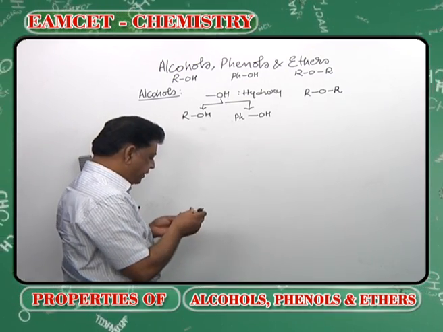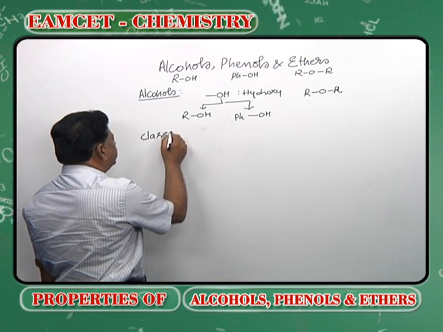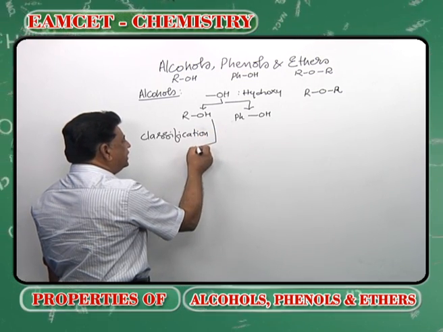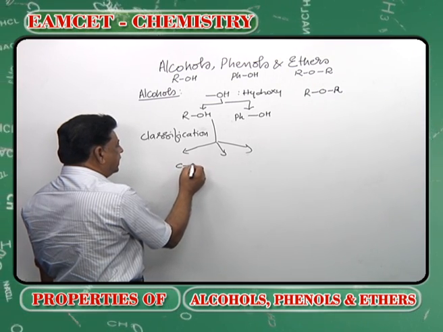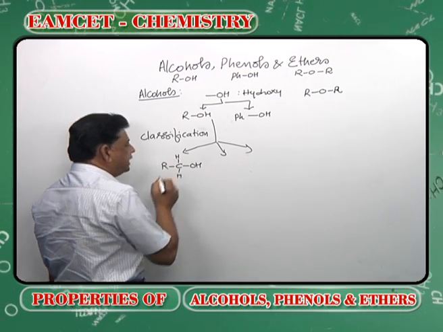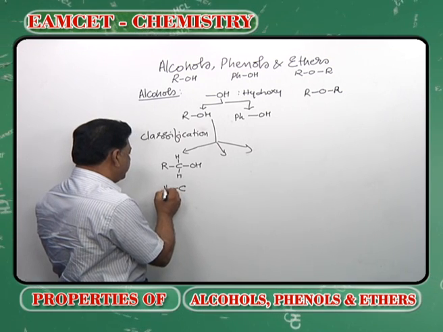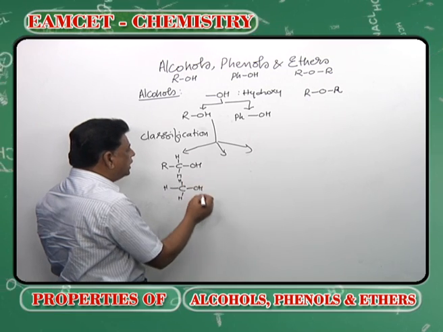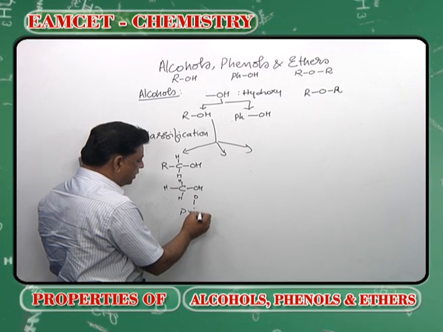So, we have the classification of alcohols. First point: alcohols may be classified once again into three types. Alcohols containing only one alkyl group attached. The hydroxy group containing carbon has only one alkyl group, or no alkyl group at all, only hydrogens. Both are called 1 degree or primary alcohols.